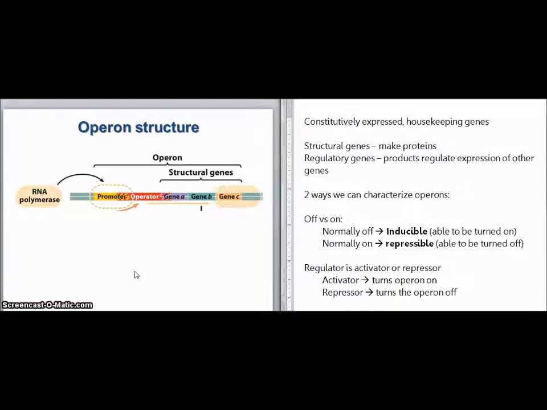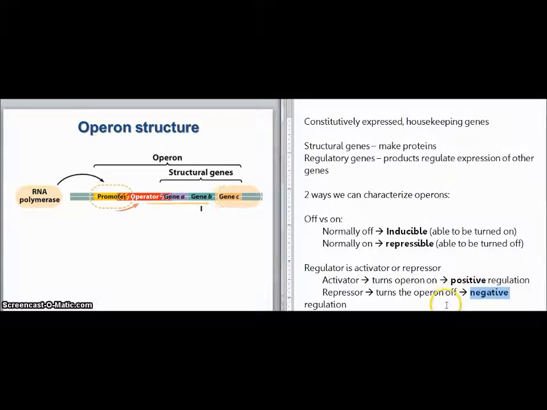The other way to characterize operons is what the regulatory protein is, really by what it does. So if the regulator is an activator, which means that it turns the operon on, we call this positive regulation. And if it's a repressor, that means that it turns the operon off, and we call this negative regulation.